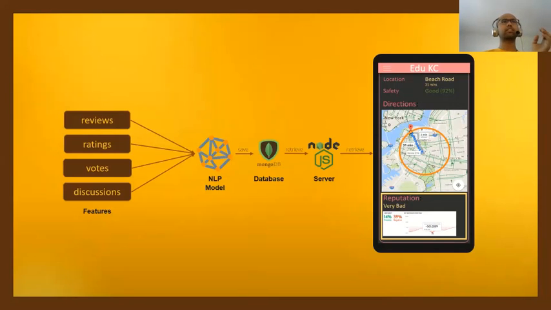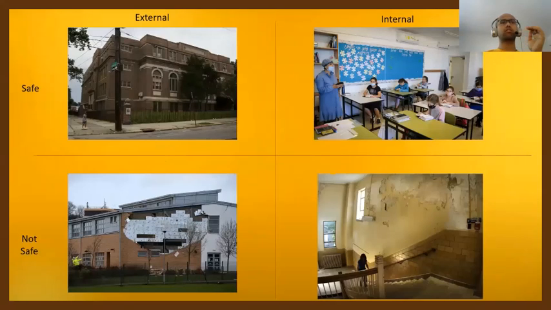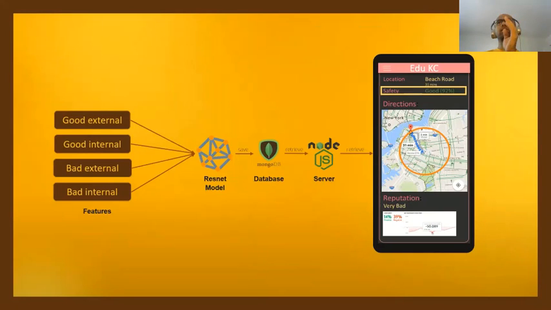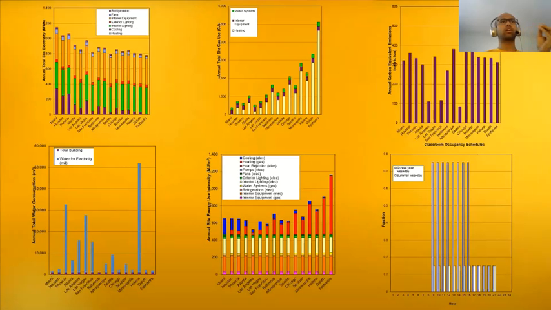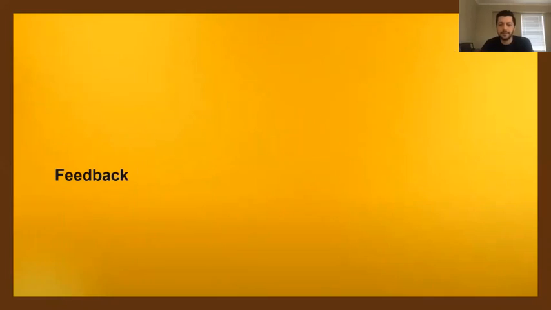And coming to health and safety, we have analyzed a few publicly available pictures of schools, externals and internals, and used a ResNet model to classify and analyze the safety. Apart from pictures, we also wanted to include data from different features, like total electricity consumption and gas usage. Thank you very much.